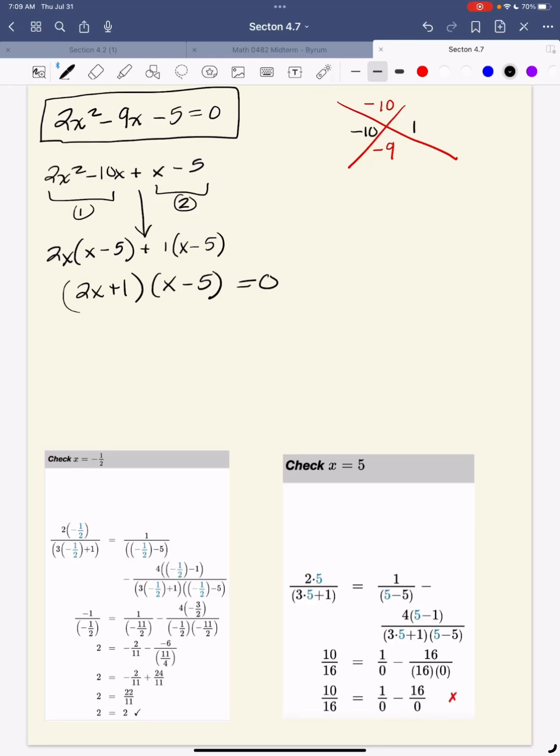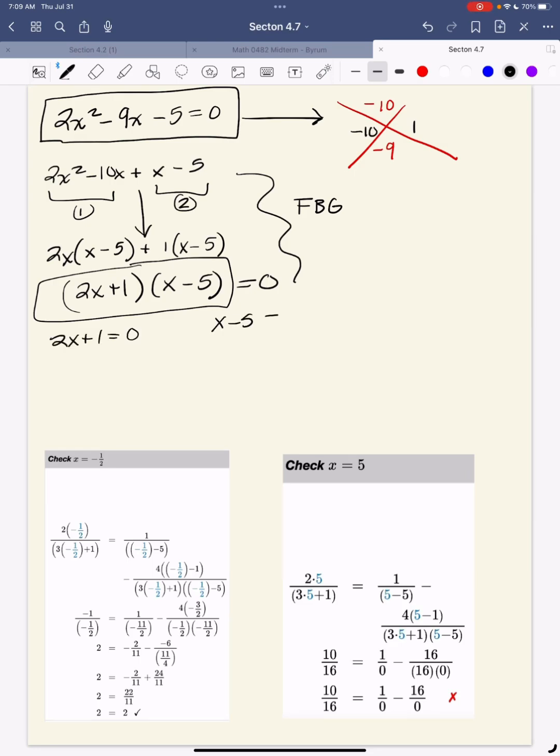We no longer have the fractions. This is great because we know how to handle this. All we need to do now is our AC diamond method and factor by group. So here, I've done the work. I have factored this. And the result is that this factors into 2x plus 1, x minus 5. So we can easily set 2x plus 1 equal to 0 and x minus 5 equal to 0 by our zero product property.